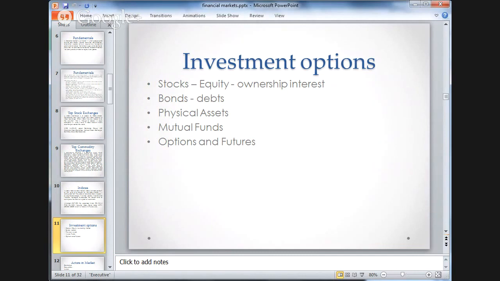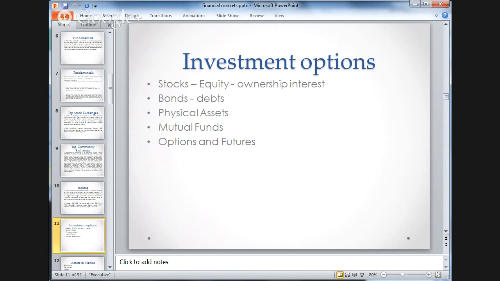Okay, so in financial investments, we can invest in stocks, bonds, physical assets, mutual funds, or options and futures. Stocks are basically equities. These are ownership interests. For example, when you are starting a company, you will have a certain amount of preferred shares. Preferred shares are the initial shares, which the board of directors, the investors, and the financiers of those companies, people who have issued debts to that company, are going to hold as certain equities. This will be your preferred share.